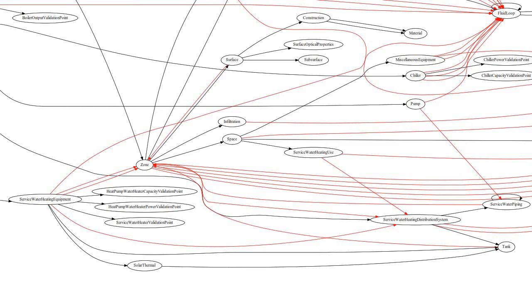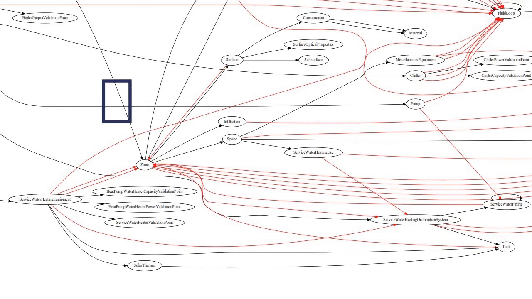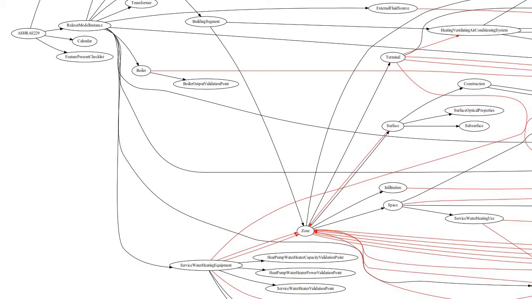So let me start with the top. Sorry about that. So the root element, ASHRAE 229, is connected to the rule set model instance.